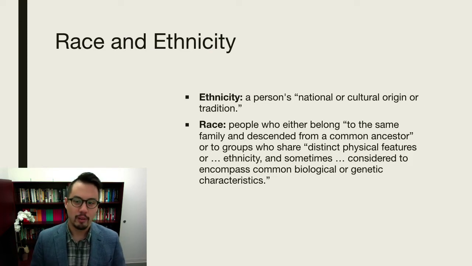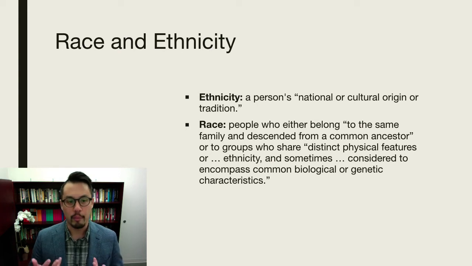So what is race? Well, the idea of race may seem intuitive, since it is almost ubiquitous in everyday discourse. But, as it turns out, race is itself a complicated idea. First, race is often distinguished from ethnicity. Now, ethnicity, according to the dictionary, is related to a person's national or cultural origin or tradition. Race, on the other hand, identifies people who either belong to the same family and descended from a common ancestor, or to groups who share distinct physical features or ethnicity, sometimes considered to encompass common biological or genetic characteristics.